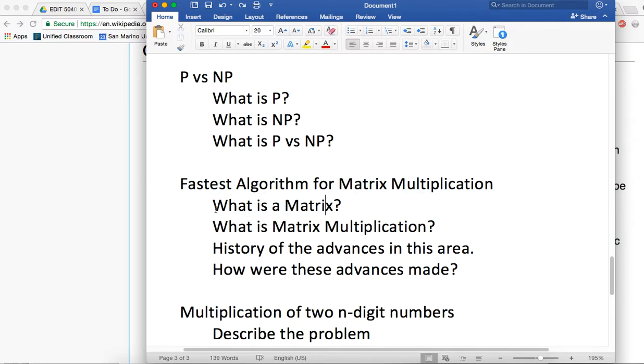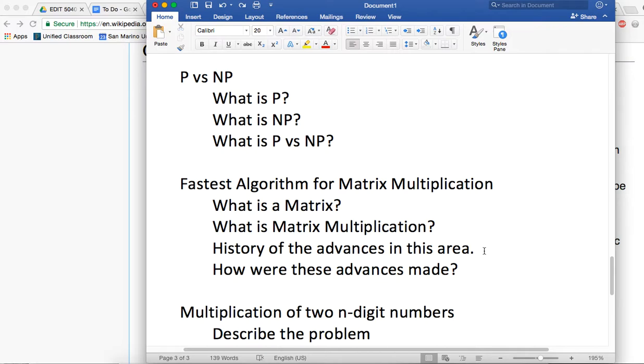And so the kind of questions that I want you to ask are, first of all, what is a matrix? What is it, right? That's an idea that's coming from linear algebra, which is maybe out of reach for, not out of reach, but something that you haven't been exposed to just yet. And then how do we multiply matrices? And then next is the history of advances in this area.